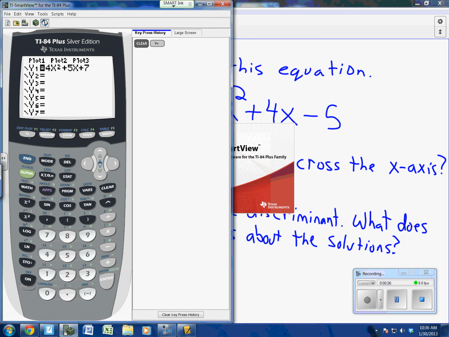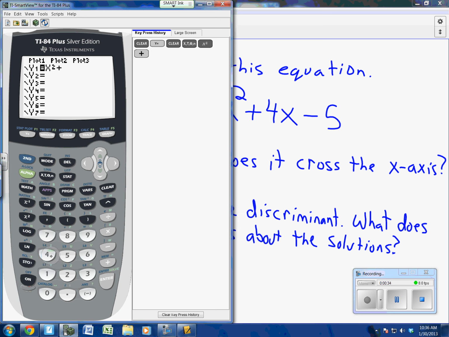Y equals x squared. What was the middle term? Plus 4x? Minus 5. And if I hit zoom 6 for a standard window, I can look at this and I can see it crosses the x-axis right here at +1 and right here at -5. Everybody got that?